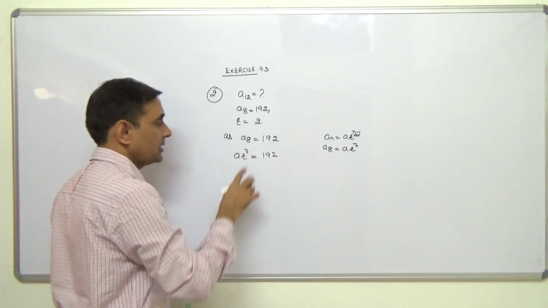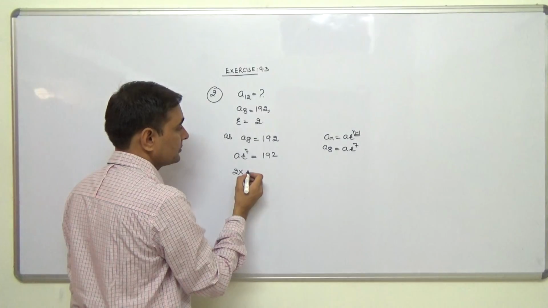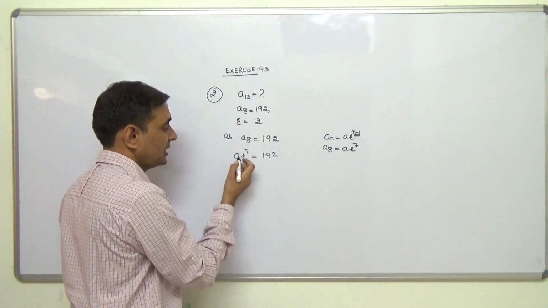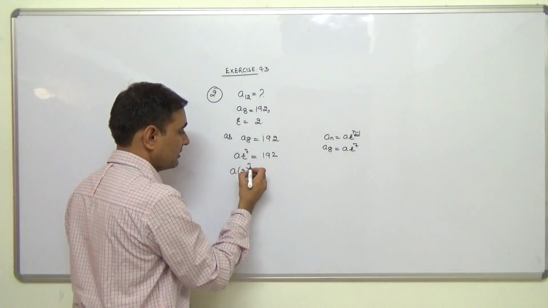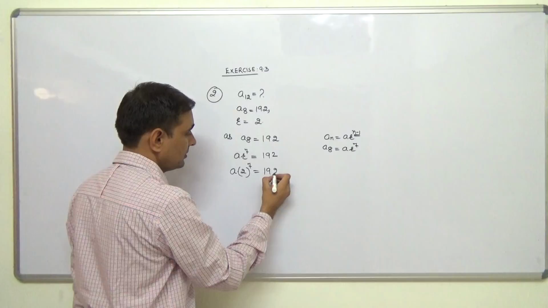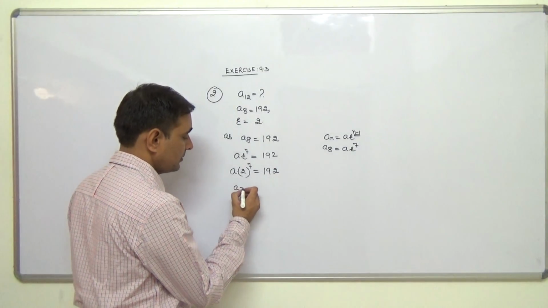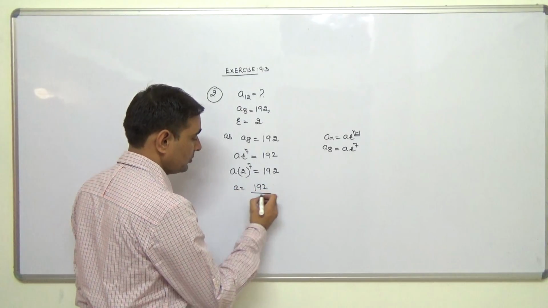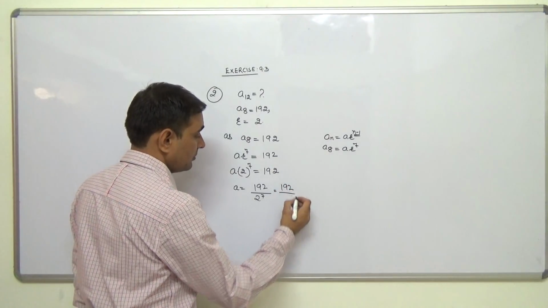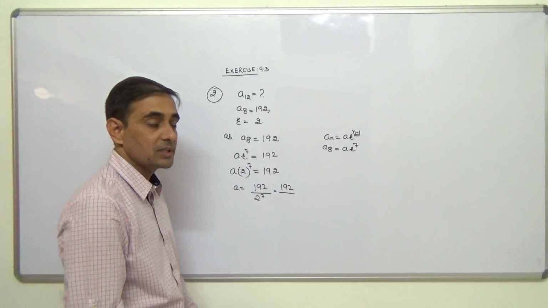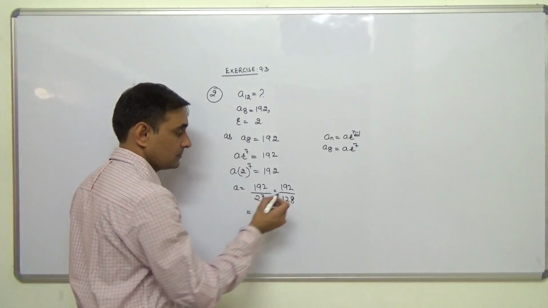Now what is A? Sorry, we don't have A. We have to find A. A into what is R? R is 2. 2 to the power 7 is equal to 192, right? Now A will be 192 upon 2 to the power 7. What is 2 to the power 7? 2 to the power 7 is 128. So cancel this.